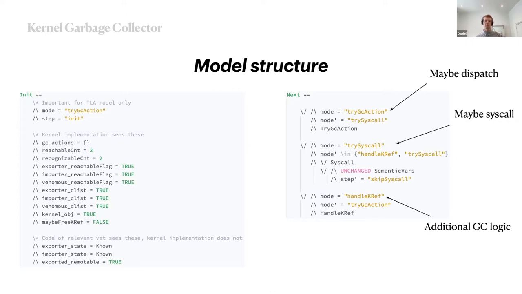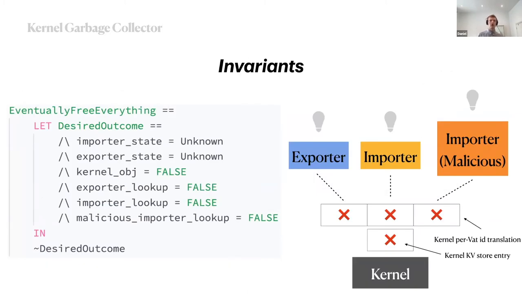The logic of the model is shown on the right in the next operator. We can see there are 3 different modes: try DC action, try syscall, and handle KREF. So this is a dispatch step, a syscall step, and some post-processing of maybe some additional GC logic. Once we inlined the code and figured out what the code was doing, it was relatively easy to create the model. And then we were able to specify some invariants. There are 2 kinds of invariants.